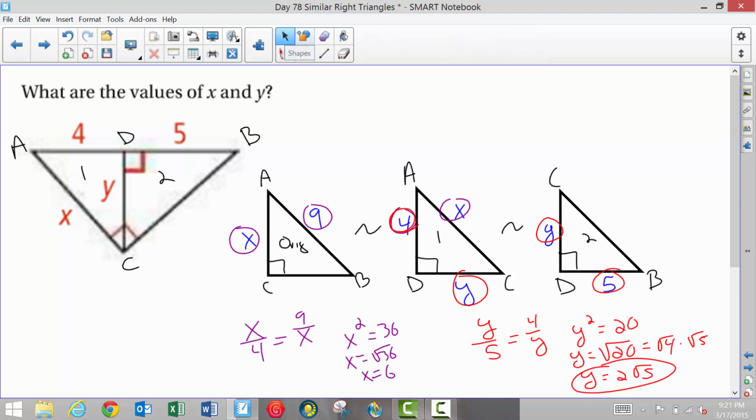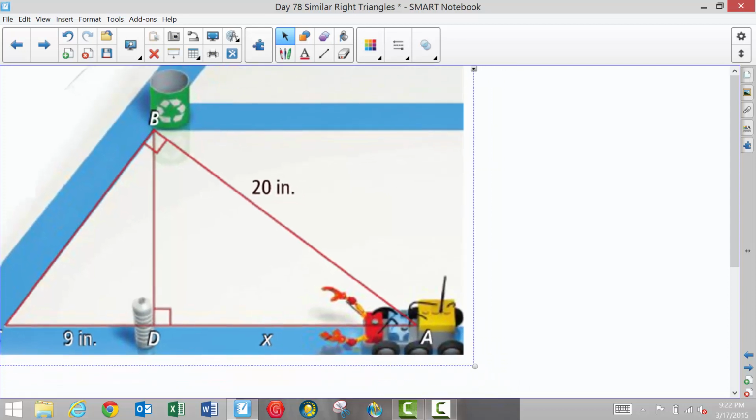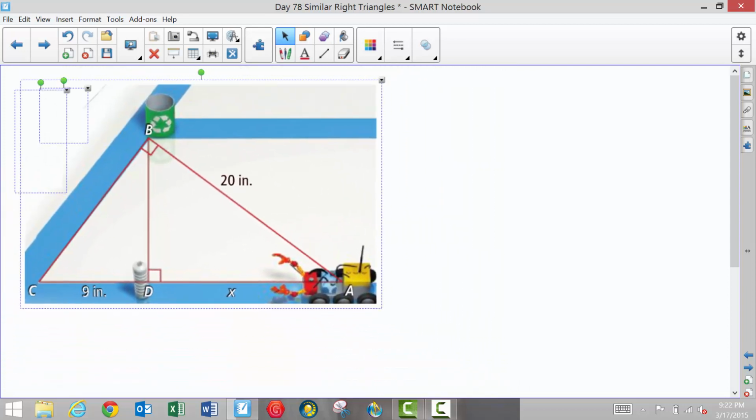So again, the key to solving similar right triangle problems when you're given the altitude that goes to the hypotenuse is to draw your three right triangles, label them correctly, and then set up your side ratios using proportions. We'll do one last problem. I'm going to solve for x.